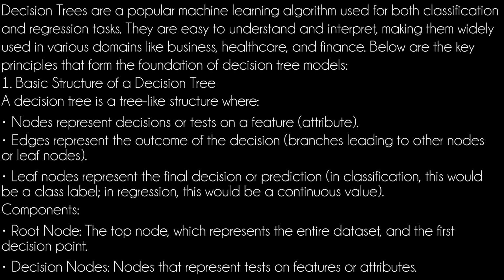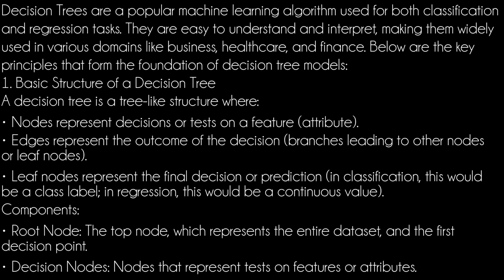Today's topic: Principles of Decision Trees. Decision trees are a popular machine learning algorithm used for both classification and regression tasks. They are easy to understand and interpret, making them widely used in various domains like business, healthcare, and finance. Below are the key principles that form the foundation of decision tree models.